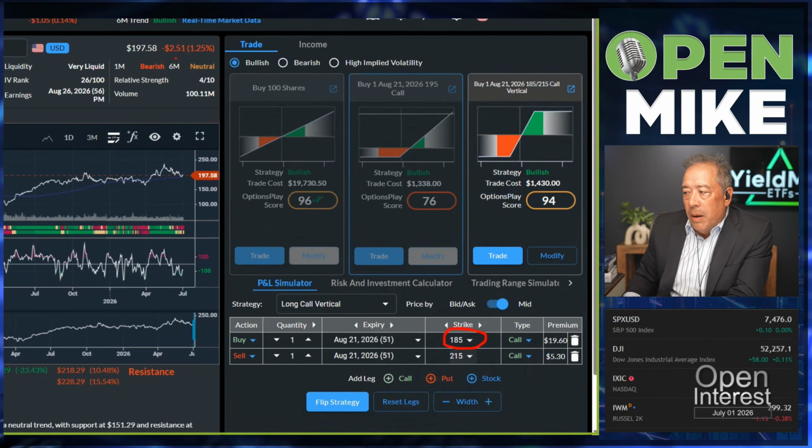And here's the thing to think about, right? So it's 197.5 is the current stock price. These are 12.60 in the money. That means you're paying $7 in extrinsic premium and you're collecting $5.30.